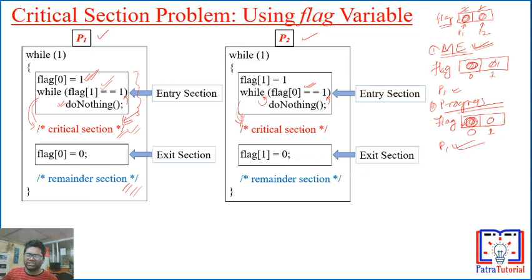Now suppose P2 is not interested at all in getting into the critical section. Now again P1 is trying to get into the critical section, and whether it can go into the critical section or not is what we have to check.